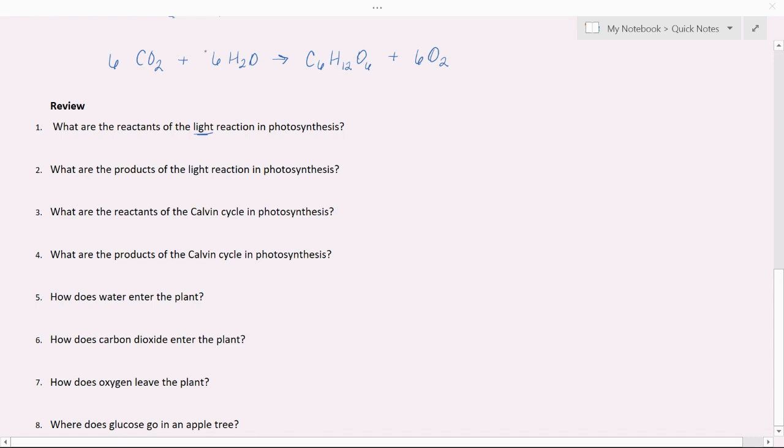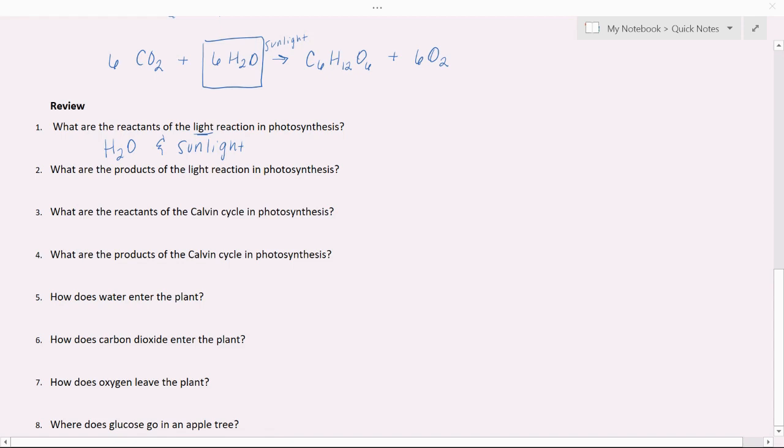In the light reaction, we need the water, right? If you remember, the water is what provides the electrons to go through the electron transport chain. And what provides the energy for the light reaction is sunlight. So our reactants, we can say water and sunlight. If you remember, we kind of put sunlight over our arrow in the past.